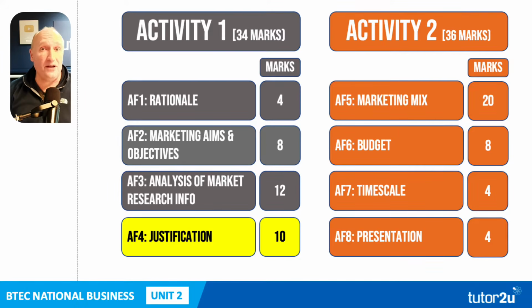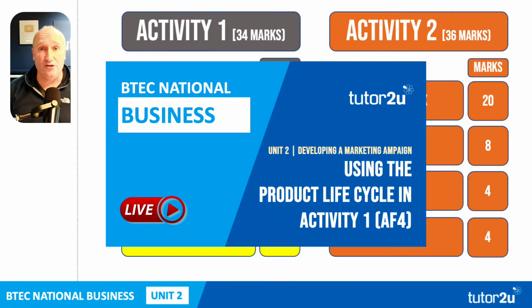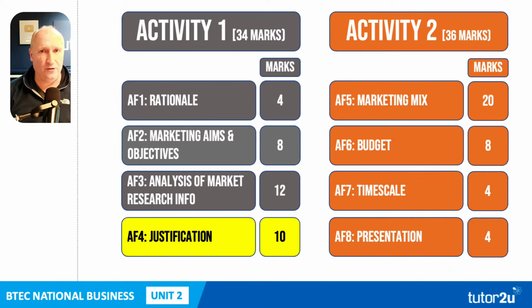When we're doing Unit 2 for BTEC National Business, we know we need to produce two files, don't we? One for Activity 1, one for Activity 2. And as part of Activity 1, the assessment focus number 4, worth 10 marks, is the justification. And this is where we apply two models to your proposed marketing mix, the chosen option, aims and objectives, and the marketing campaign.